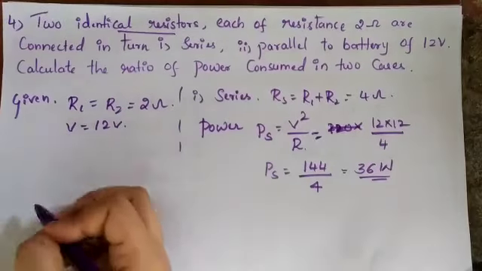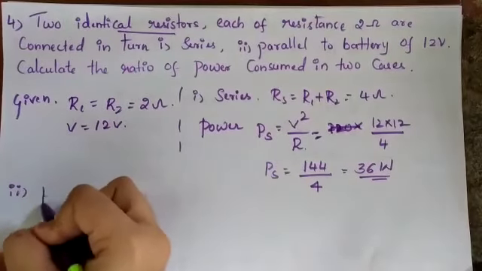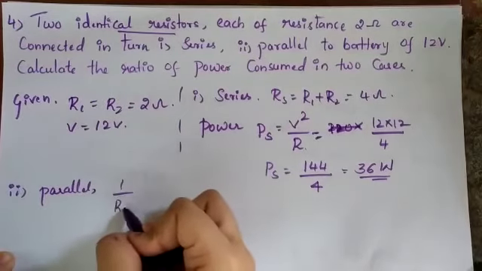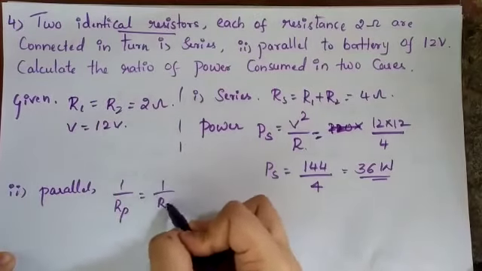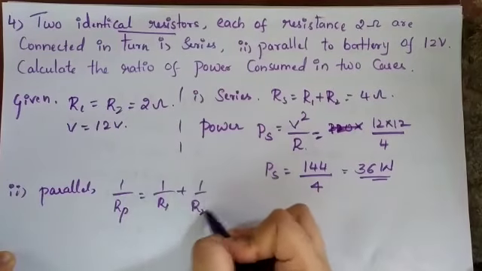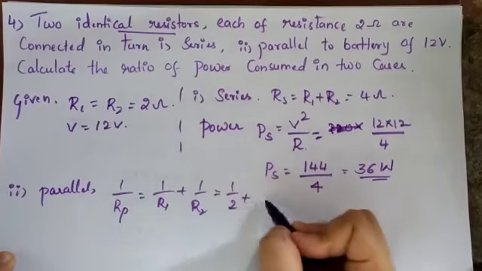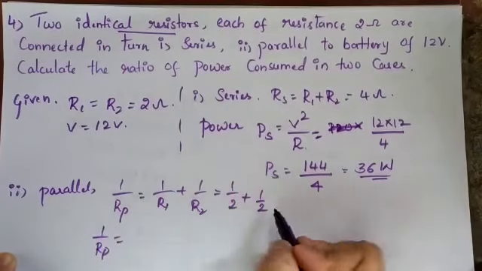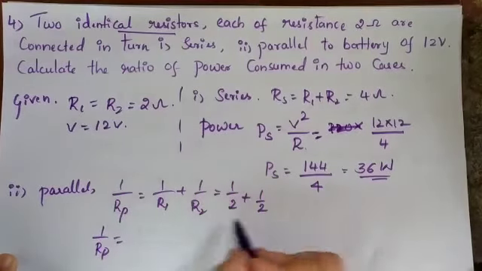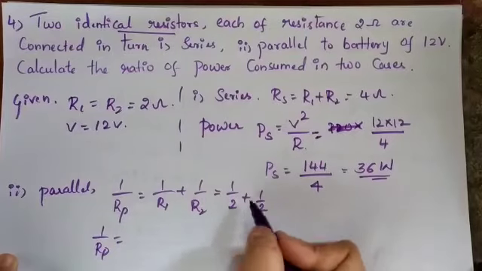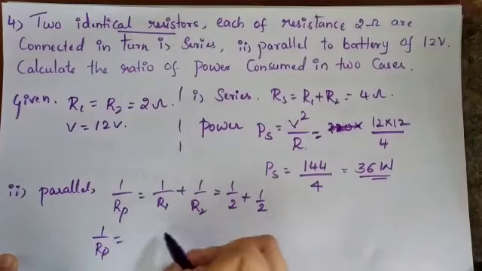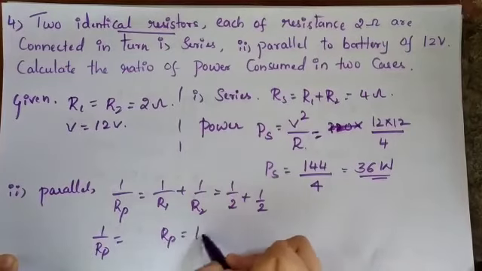Now I want to do the same thing with the parallel one. For parallel, 1 by Rp is equal to 1 by R1 plus 1 by R2, that is 1 by 2 plus 1 by 2. That gives denominator 2, numerator also 2, so 2 by 2 is 1 ohm. So the Rp value is 1 ohm.